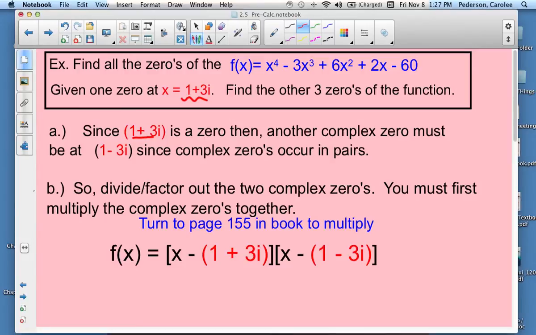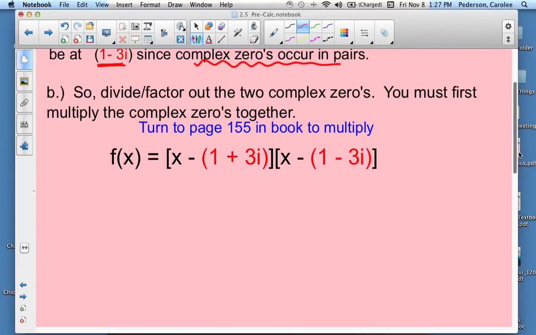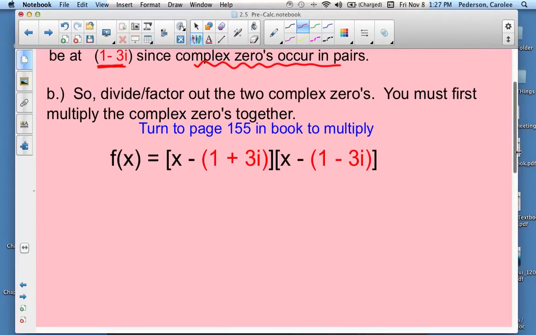So since we have a complex zero of 1 plus 3i, we must also have its complex zero of 1 minus 3i, because complex zeros occur in pairs. They're called conjugate pairs. So what we're going to do is multiply these two zeros together. Here's a zero and here's a zero. We write this in factored form. So we're going to multiply these two together.